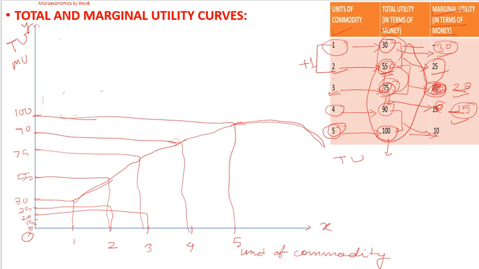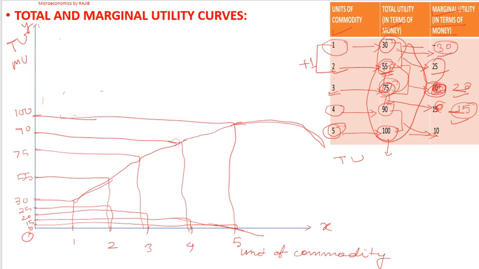For the fourth unit take 15 here, and for the fifth unit take 10 here. So the line will be like this. This is 25, and you have to join the points, and you will get this kind of line. Actually this is 10, this is not 0.